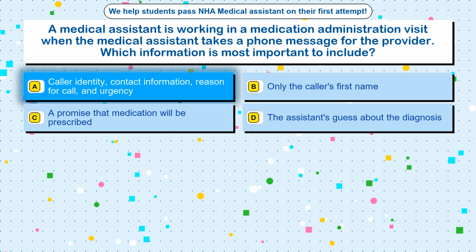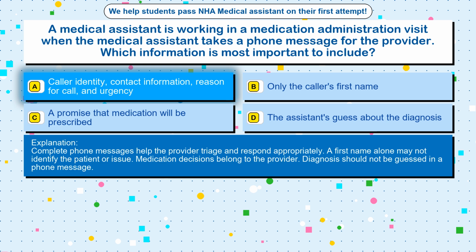Caller identity, contact information, reason for call, and urgency. Complete phone messages help the provider triage and respond appropriately. A first name alone may not identify the patient or issue. Medication decisions belong to the provider. Diagnosis should not be guessed in a phone message.